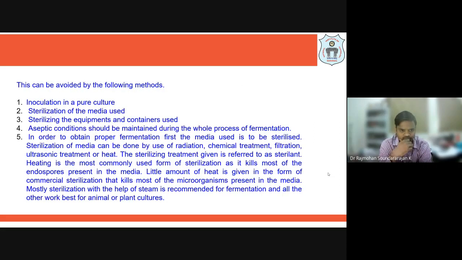Okay, so how to avoid that? How to avoid any contamination? First thing is inoculation. We have to take from a pure culture. Okay, it should be a pure culture, meaning it is not contaminated and is stored properly. That's why it is a pure culture. It is stored under specified conditions and in a specified growth medium. So from there we have to take our inoculum. Okay, so that can be performed.